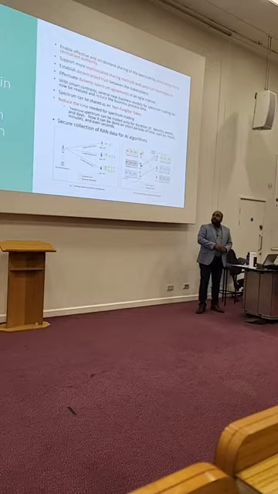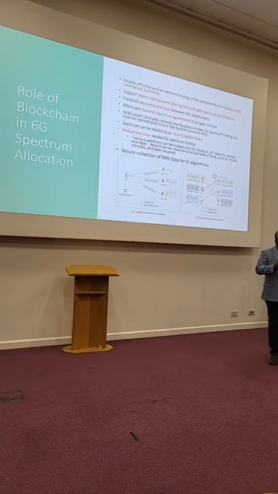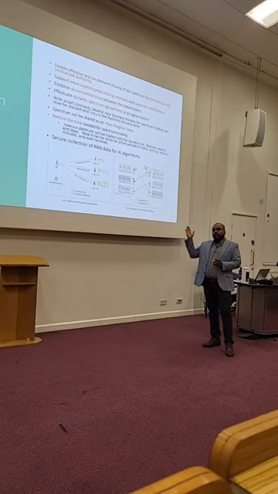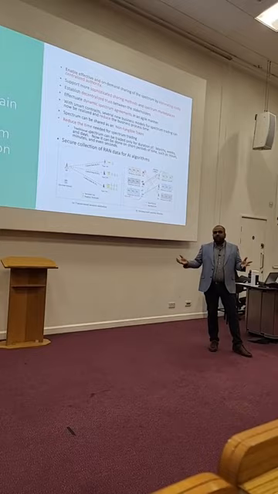So in this case, the blockchain can also play a huge role in supporting dynamic spectrum allocation. One of the problems in the current spectrum allocation is that there is a centralized authority deciding which spectrum to be utilized. If you use blockchain, you can eliminate the centralized authority, you can get a distributed decision, maybe a region-wide decision, and you can have better spectrum management.